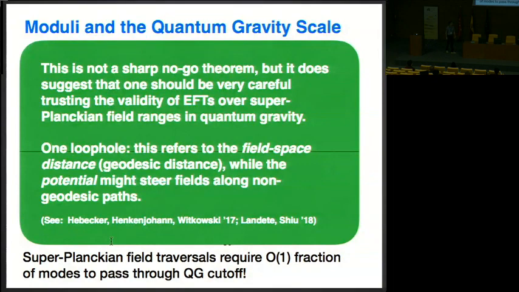Of course, there are various loopholes. All of these things refer to the geodesic distance in field space, and as Arthur and Gary and collaborators have told us, for example, there are examples where the geodesic distance can be sub-Planckian, but inflation might steer you along some other direction that's super-Planckian, and so you might get interesting super-Planckian field ranges that are relevant for observations without the geodesic distance being super-Planckian. So there's no sharp no-go theorem here, but at least there's a caution that you should be careful.